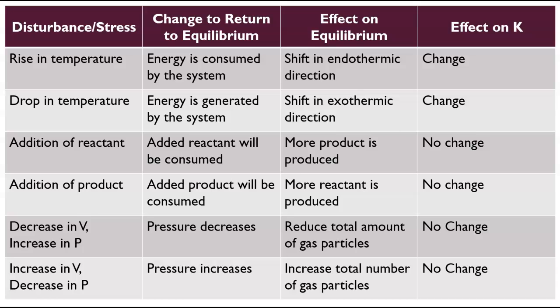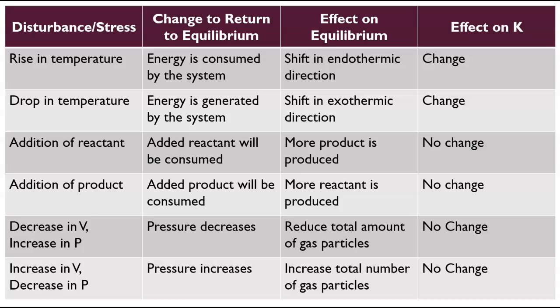A rise in temperature means you're adding more energy to the system, so it's going to be consumed by the system. So it's going to shift in the endothermic direction. So if it's an exothermic reaction, it's going to shift opposite. If it's an endothermic reaction, it's going to shift that way. A drop in temperature means that the system is going to generate more energy in order to account for the drop in temperature. So the reaction will then shift in the exothermic direction. This also has an effect on the equilibrium constant.